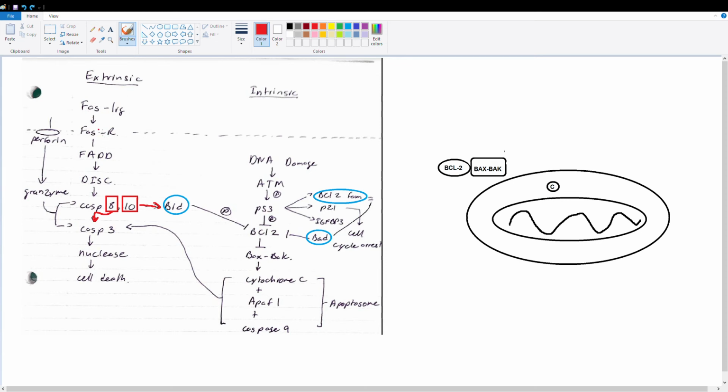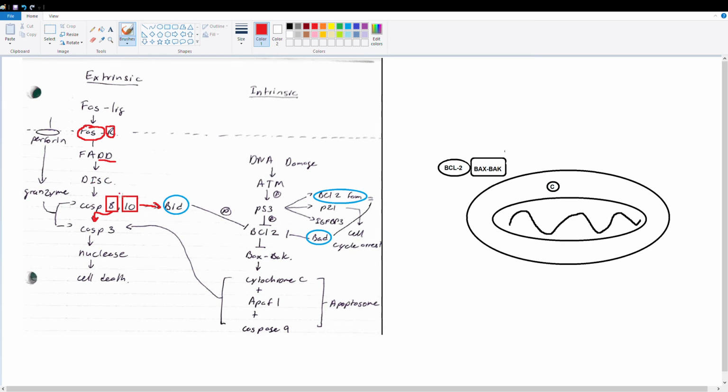When you think of extrinsic, you're going to think of Fas. Fas is a receptor found in our cell membranes, and when the ligand for Fas is bound, this will activate its death domain. So it will activate FADD, or the Fas-associated death domain, which is attached to the Fas receptor, or the Fas-R. This Fas-associated death domain will then activate the death-inducing signaling complex, which is going to activate our caspases.